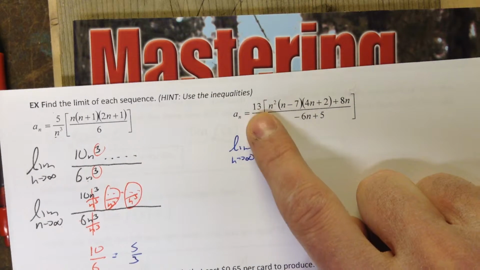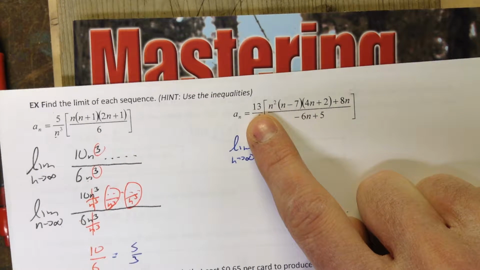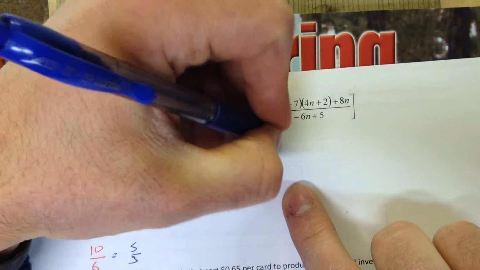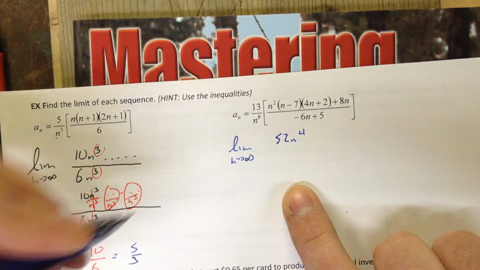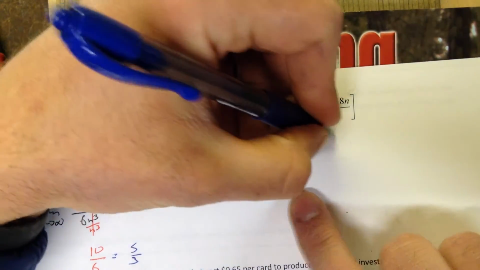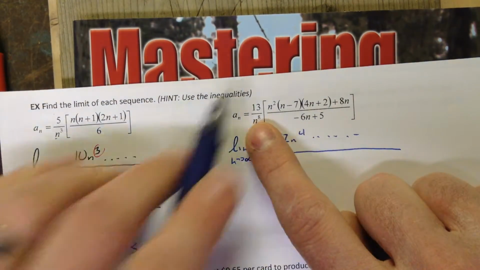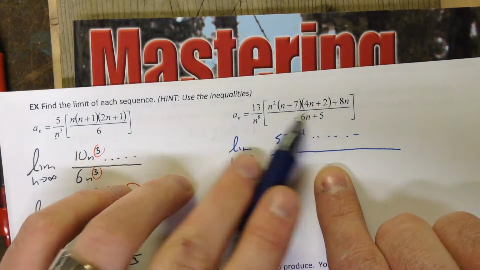Now you do have a 13 out there, so if you want to be really specific, what you're really talking about there is 13 times 4n to the fourth, or 52n to the fourth. Now we will have a bunch of other terms, including that 8n back there, but I don't really care what they are right now. I'm just going to hold off. Down here in the denominator, this n to the eighth is going to get distributed to both of those terms.